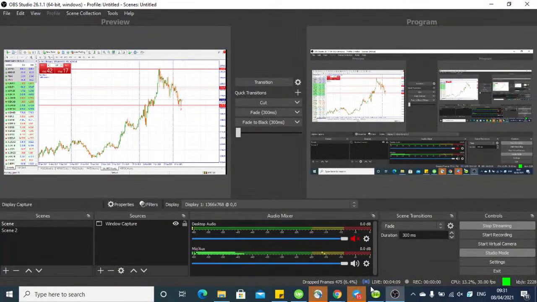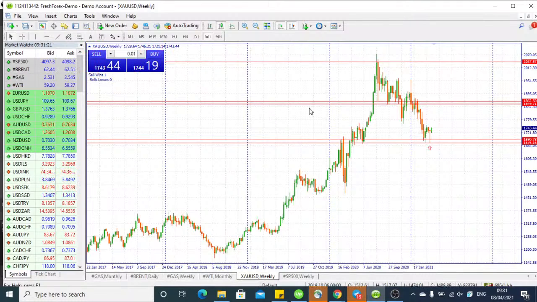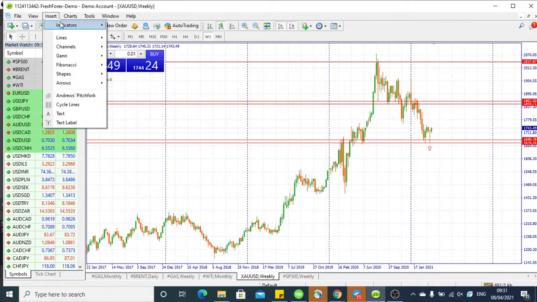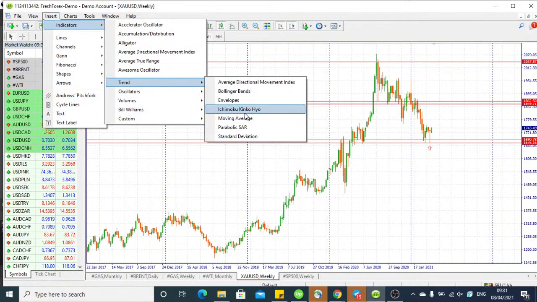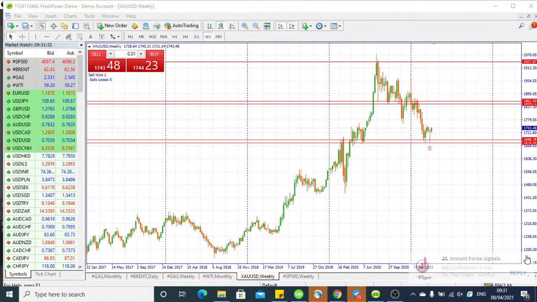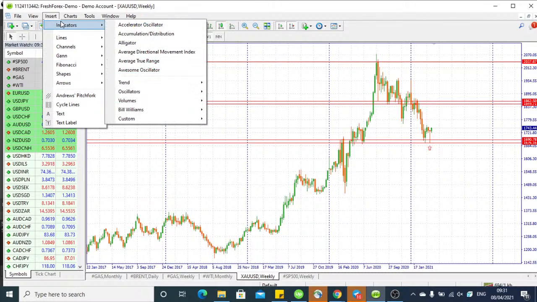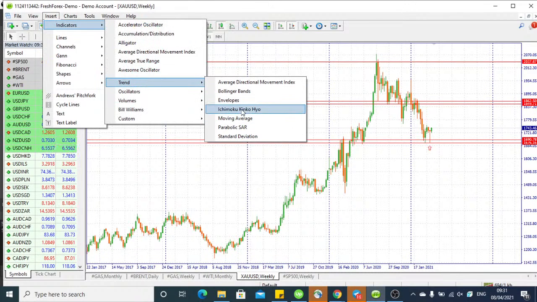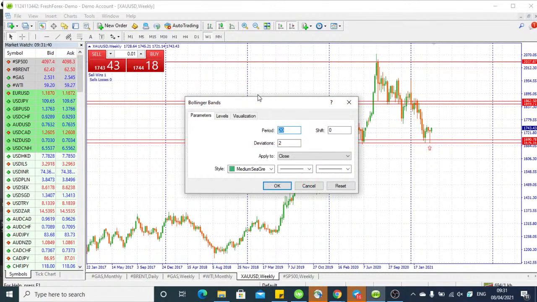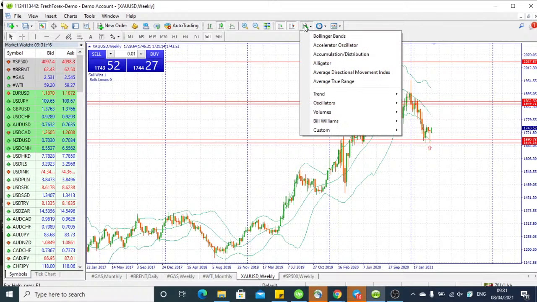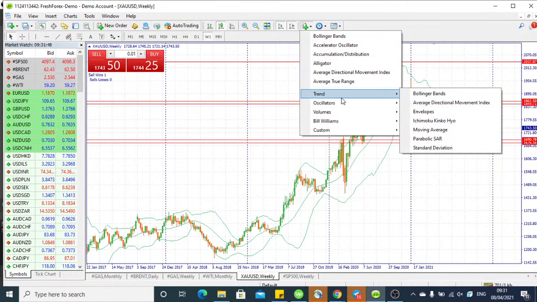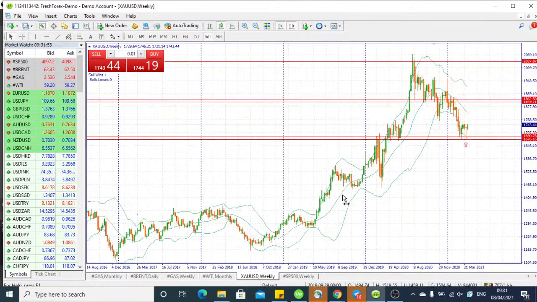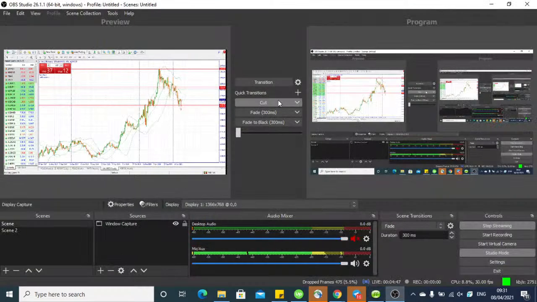Correct. So now to see the indicator itself, go to Insert, Indicators, and then Trend, and then you choose Bollinger Bands and click OK. We'll use the default settings, or you can click this plus sign, go to Trends, and then Bollinger Bands. Either way, you'll end up with the same indicator. So that's simply how we add the indicator.